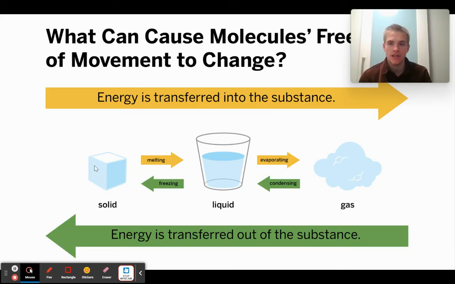When energy is transferred into the substance, it allows molecules that are moving in place to move around each other, which is called melting. When we put even more energy into the system, it allows molecules that are moving around each other to move away from each other through evaporating. When we take energy out of the system, molecules that are moving away from each other will move around each other through condensing. After they move around each other, they will move in place. This is called freezing.